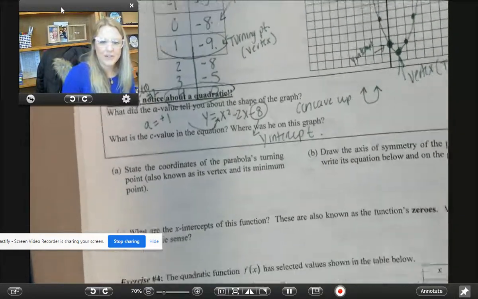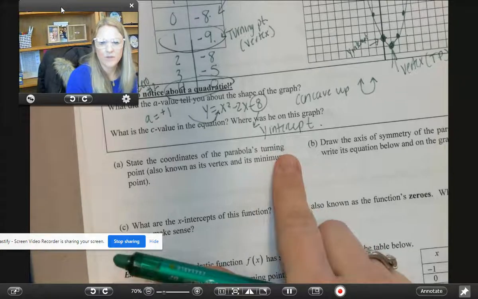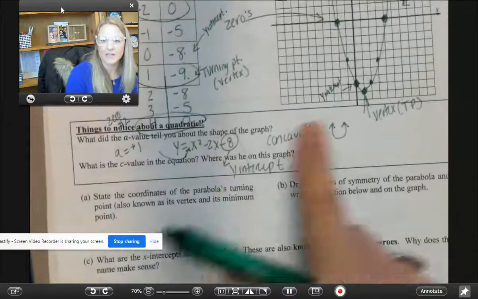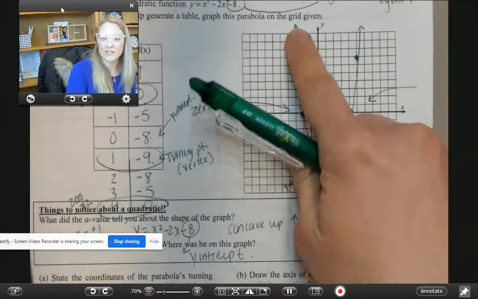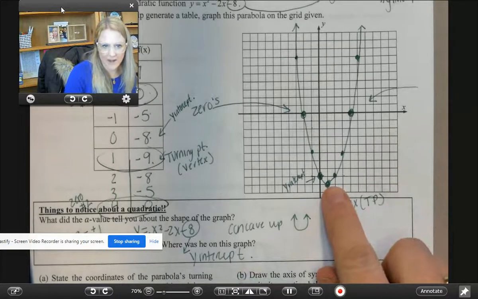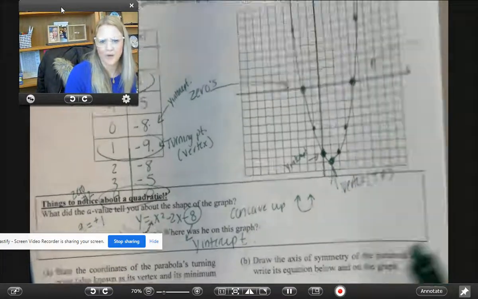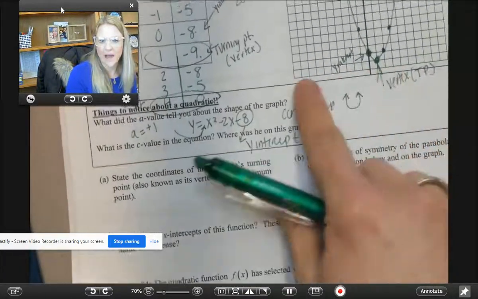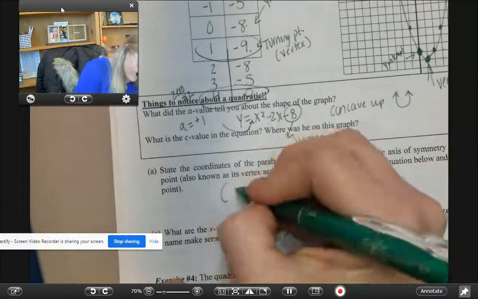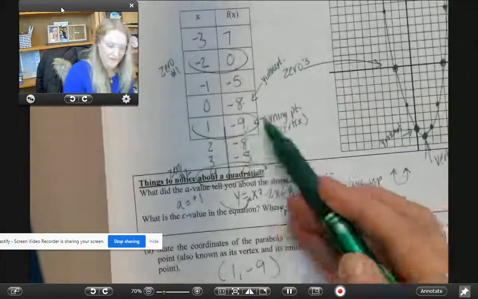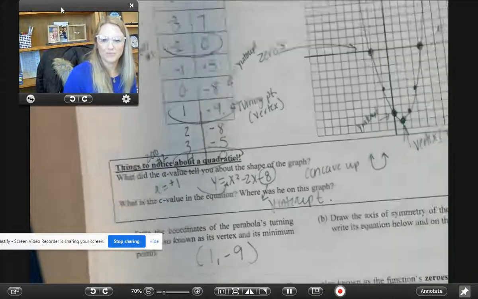All right. So state the coordinates of the parabola's turning point. This is also known as the vertex. And please notice, not only is it the vertex, but it's the lowest this graph ever gets, which is called a minimum, right? So where did that happen? That happened at 1, -9. The middle of the pattern, right? The middle of the symmetry.